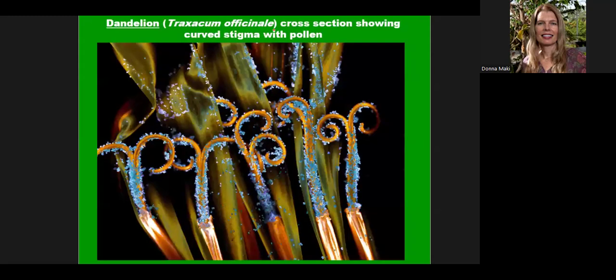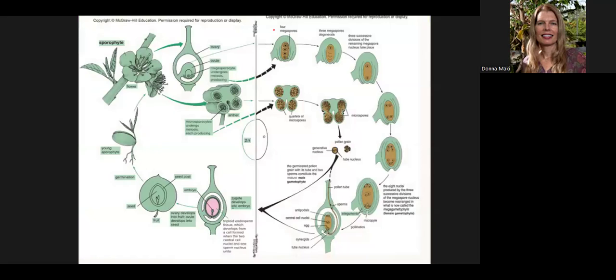Pollination, we're going to talk about that because we have to think about different ways that angiosperms evolved to allow for efficient pollination. They don't really rely on wind so much. Most species rely on some kind of pollinator organism. But here is the lovely dandelion. And you can see how well the pollen is sticking to the stigma. Really beautiful image there. So this is the life cycle in total for the angiosperms.